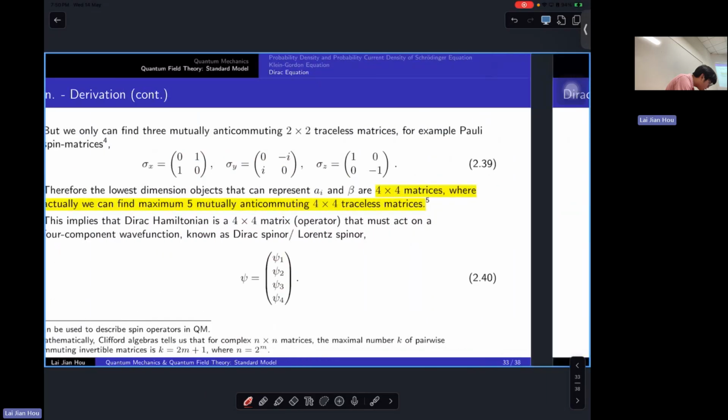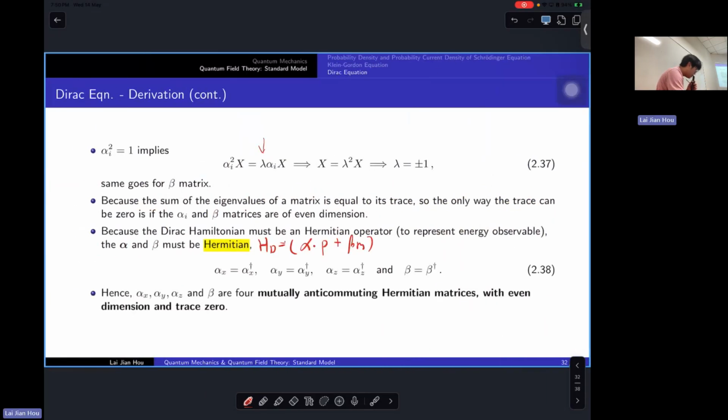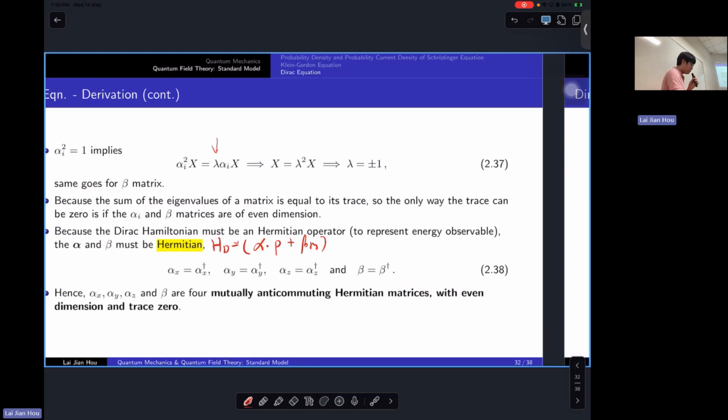Maybe we stop at the next slide. Okay, so finally we arrive at the conclusion that alpha and beta form mutually anti-commuting Hermitian matrices with an even dimension and trace 0.